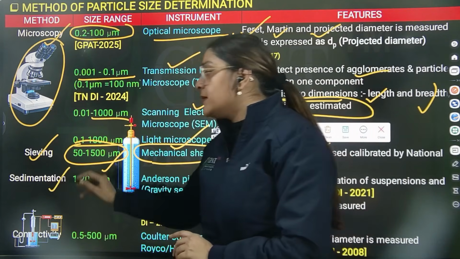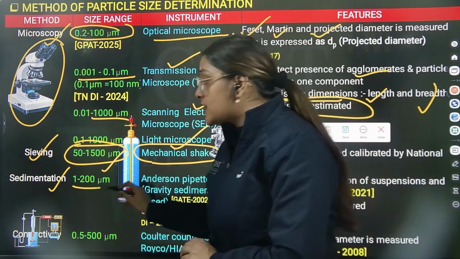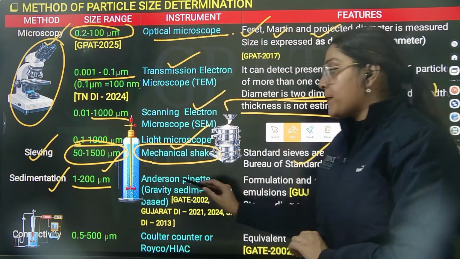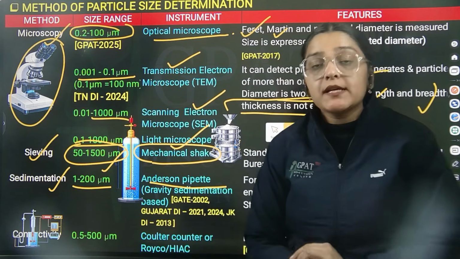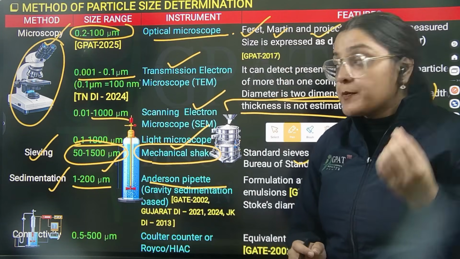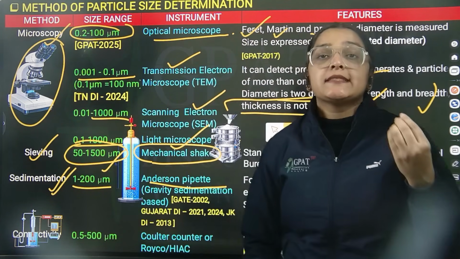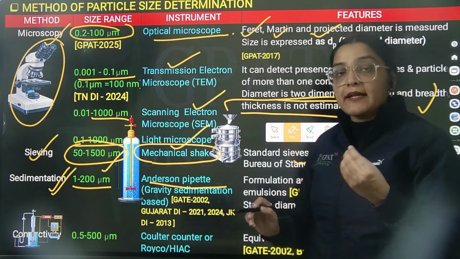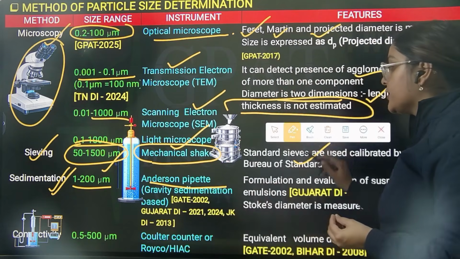Third is the sedimentation method, which is yet another very important method. The size range is around 1 to 200 micrometer. Here you use the Andreasen pipette, a gravity sedimentation based apparatus, which is basically used for particle size estimation based on the sedimentation technique. Here we have one important diameter that we always talk about, that is the Stokes diameter. I'll write it here for you all.